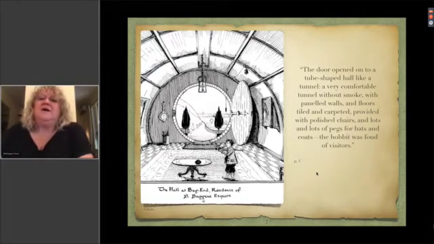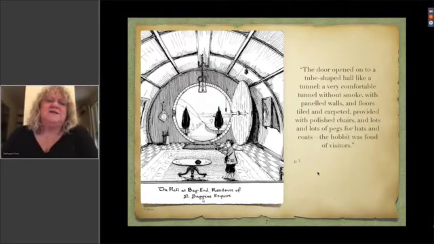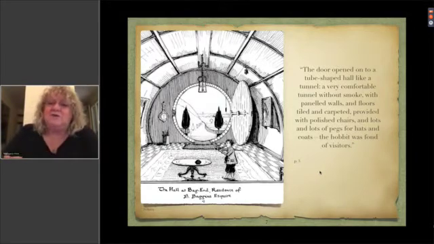The door opened onto a tube-shaped hall like a tunnel, very comfortable tunnel, without smoke, with paneled walls and floors tiled and carpeted, provided with polished chairs and lots of pegs for hats and coats. The Hobbit was fond of visitors. So here is his visual and his words. So this is what Tolkien was seeing as he was writing. This is his mind movie.